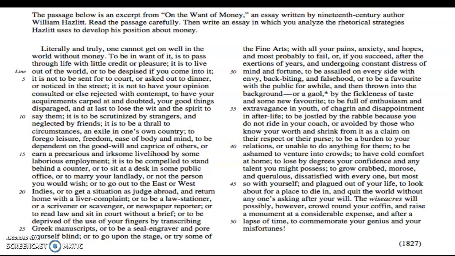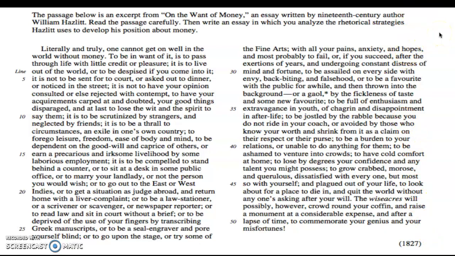This was the rhetorical analysis prompt on the 2006 exam, a long time ago, but very first and foremost, if we're going to read up here and read the description, the passage below is an excerpt from On the Want of Money, an essay written by 19th century author William Hazlitt. Read the passage carefully, then write an essay in which you analyze the rhetorical strategies Hazlitt uses to develop his position about money. So right away, we know we have this man. We know he's a 19th century author. Down here we see the date, 1827, so we're somewhere in the earlier part of the 1800s.